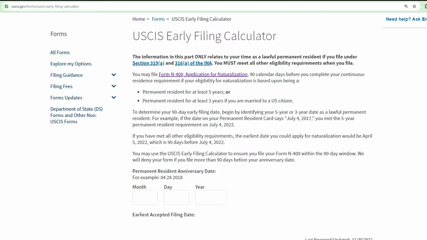To become a citizen of the United States, most people are eligible 5 years after becoming a permanent resident. And for those that are married to US citizens, they're eligible to become a citizen after 3 years of being a permanent resident. So you can actually determine if you have met the residency requirement by looking at your permanent residence card.